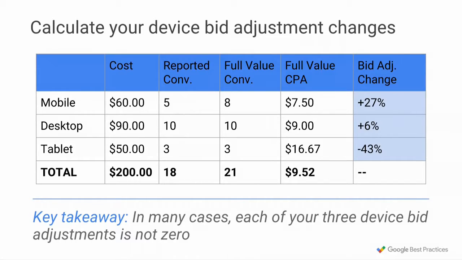If we go back to our table from earlier, I assume that my mobile conversion is actually 8. And so I recalculated the full value CPA for mobile as well as the total average. In that case, I see that my mobile is performing significantly better than my average. My desktop is roughly at my average and my tablet's a little lower. And so using the formula that I gave earlier, total full value CPA divided by device full value CPA, in that case 9.52 divided by 7.50, I get a plus 27% bid adjustment. I do the same thing for desktop and then for tablet, and I get those 3 device bid adjustments.